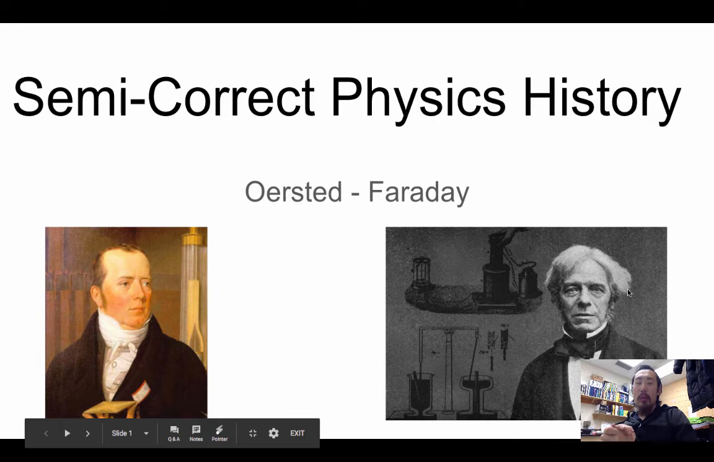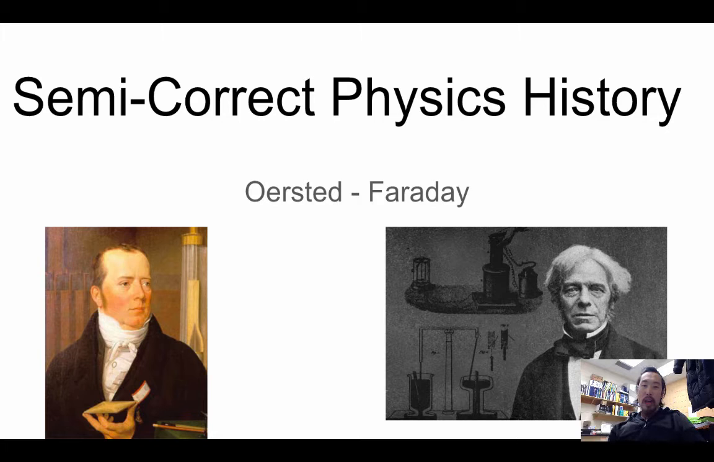And gentlemen, today we are going to have an episode of Semi-Correct Physics History. And today we are going to look at two physicists, one by the name of Oersted and the other by Faraday. All right, let's start off with Oersted. His name was Hans Christian Oersted, and he kind of looked like what you see on the screen.